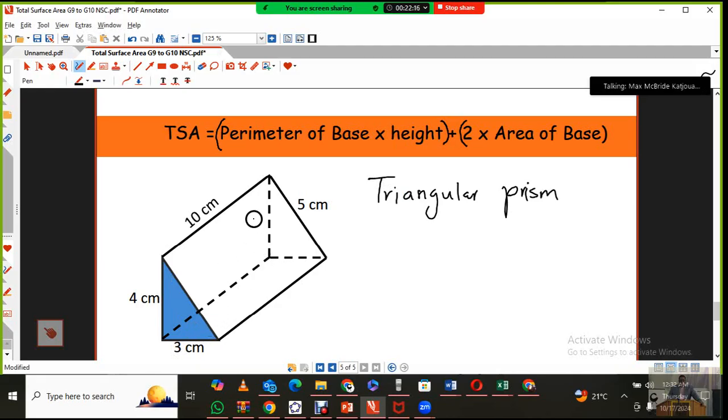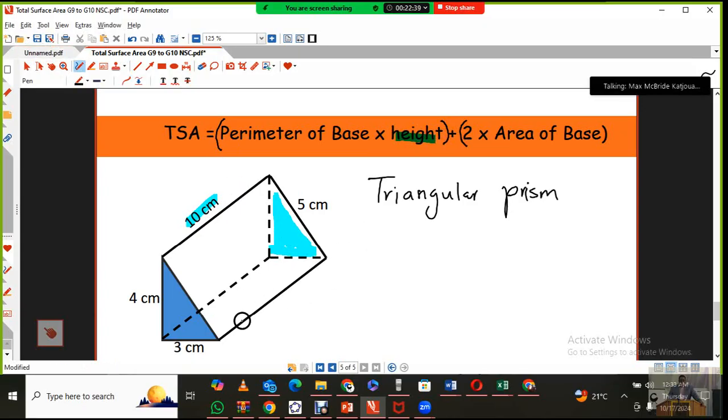The height is always the distance between, like in this case, between the two triangles. The triangle is going to be our base. It's considered to be our base. So the perpendicular height is always the distance. So in this case, the height will be 10. You follow?